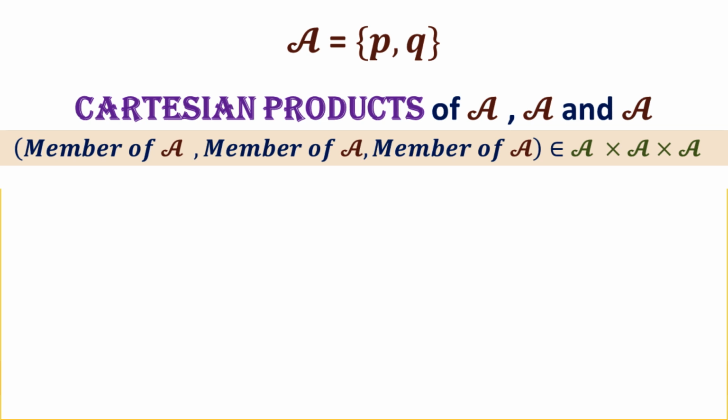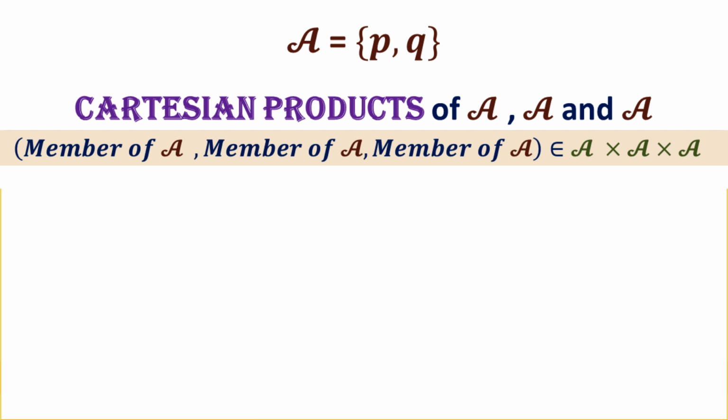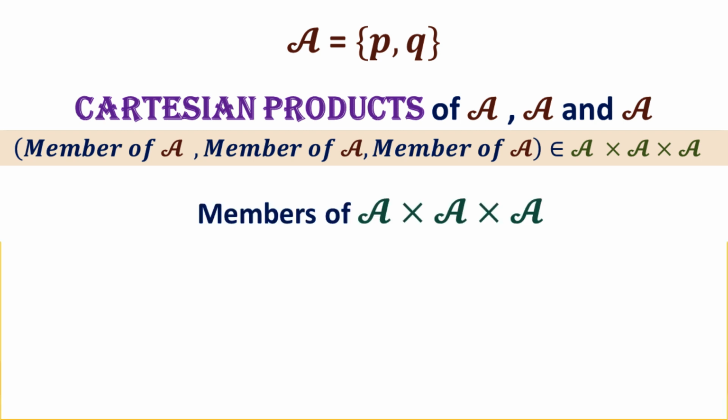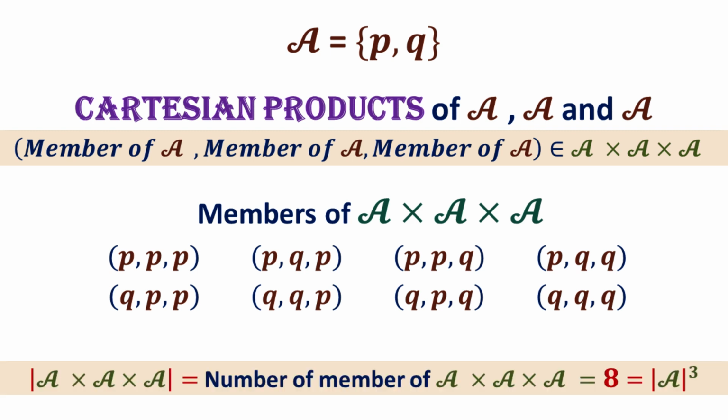The Cartesian product of the three sets A, A, and A is denoted by A cross A cross A. And each member of A cross A cross A is a three-tuple. The first component of the three-tuple is any member of A, the second member is any member of A, and the third member is any member of A. Therefore the members of A cross A cross A are listed. And the number of members of A cross A cross A is 8.